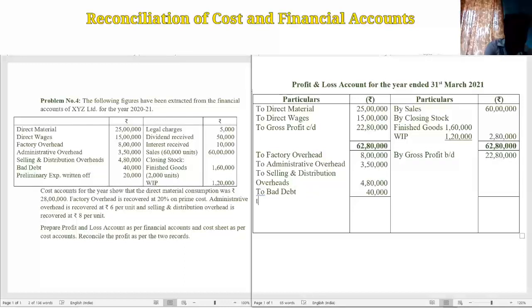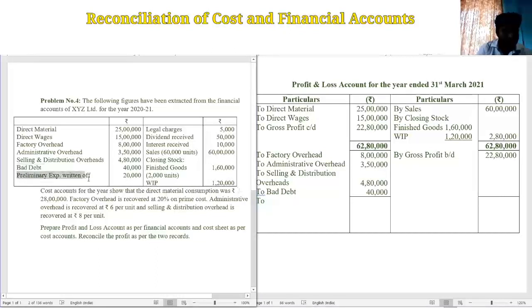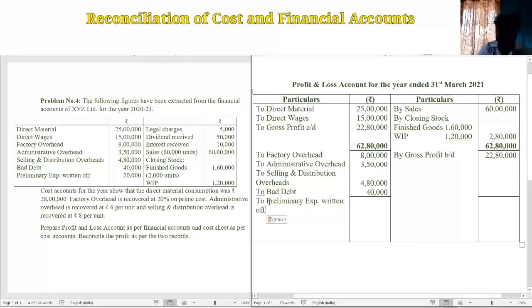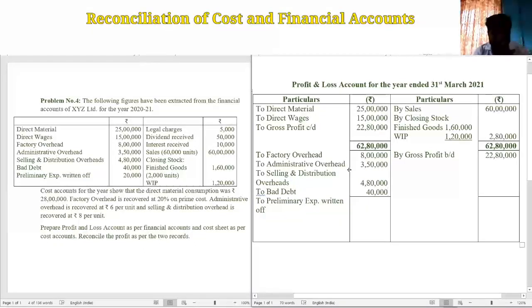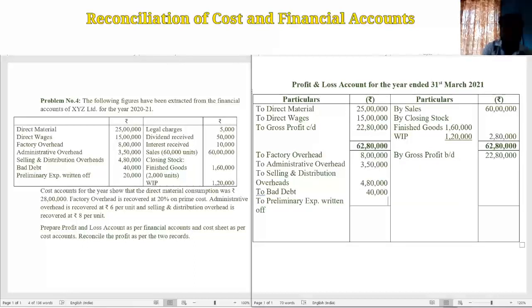To preliminary expenses written off. Write the amount of preliminary expenses written off. That is 20,000.